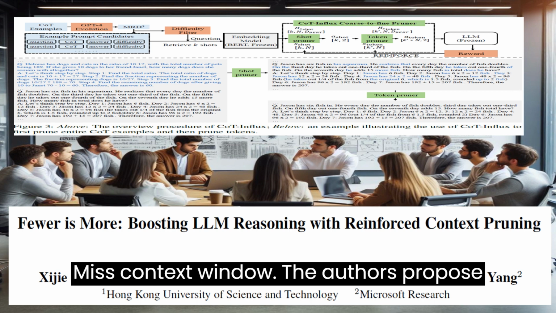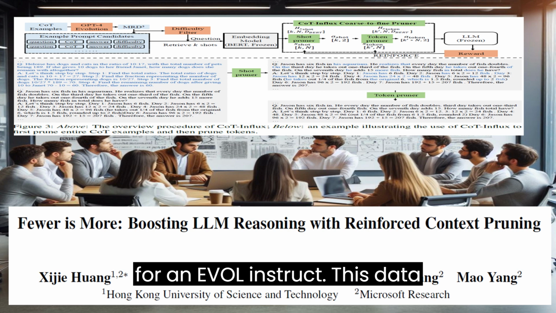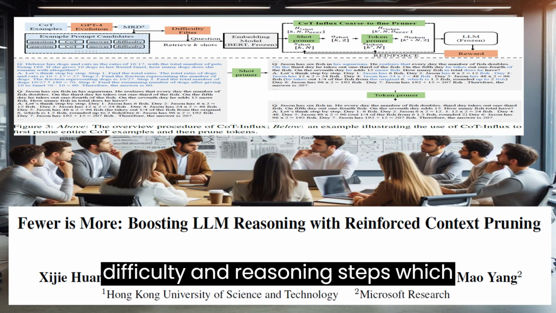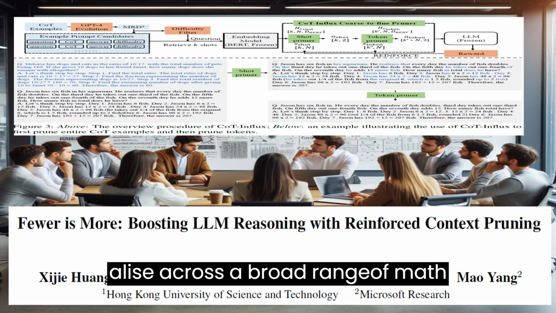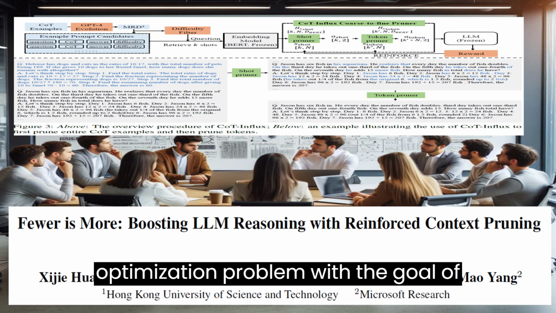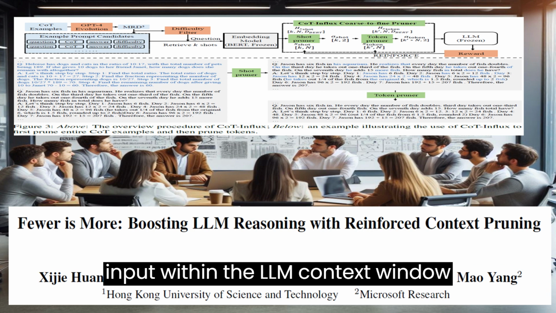The authors propose the creation of a math reasoning dataset, MRD3, using GPT-4 and Evol Instruct. This dataset includes problems of varying difficulty and reasoning steps, which allows CoT influx to generalize across a broad range of math problems. The problem is formulated as an optimization problem, with the goal of optimizing the input to the LLM so that it can correctly answer the question while keeping the token count of the input within the LLM context window limit.